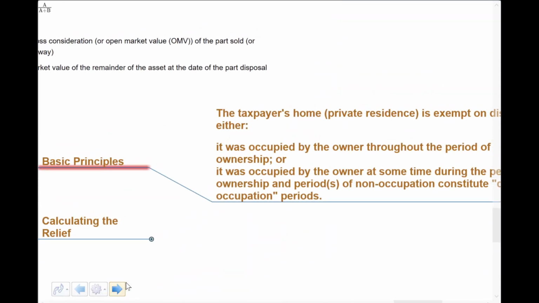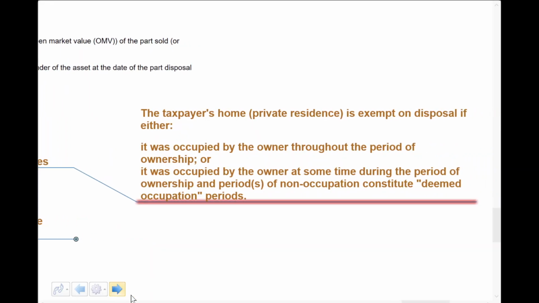What's the deal here? Well, private residence, what are we talking about? Well, we're talking about someone's home. We're saying that the taxpayer's home is exempt on disposal if it was occupied by the owner throughout the period of ownership. So I buy a house in 1990. I live in it for 20 years until 2010. I sell it. I make £1 million, exempt, because I was living in the property.